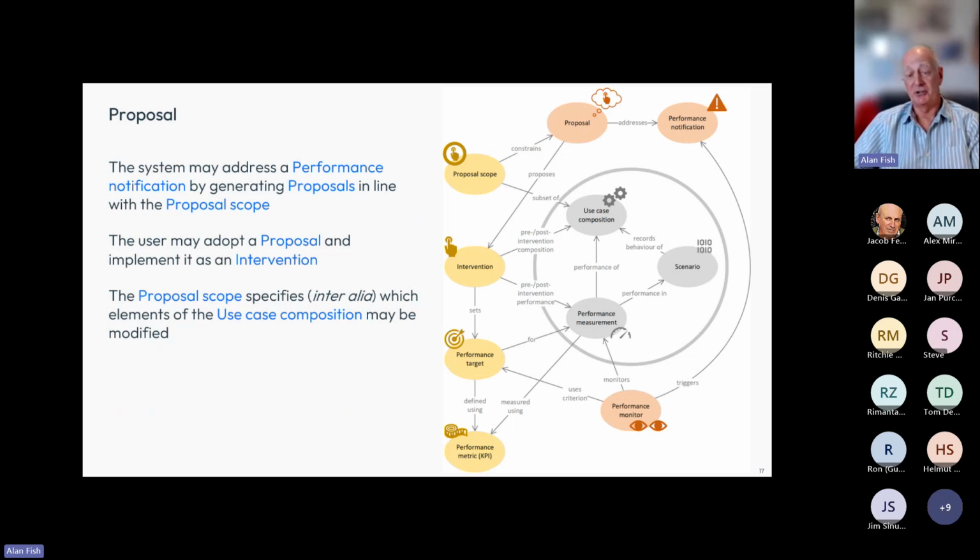An intervention is a change to a use case composition with a particular target. The performance of the composition against that target can be measured and monitored by a performance monitor, which raises notifications when the target is not being successfully reached. And then proposals can be made for additional interventions within the scope of the proposal scope, which will bring the system back into its target range.